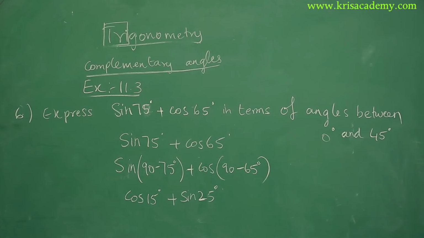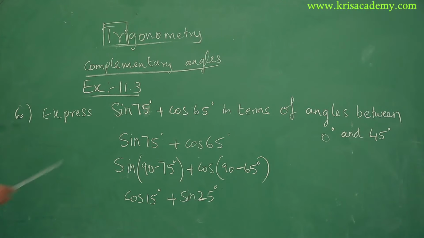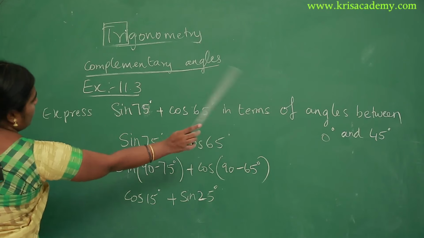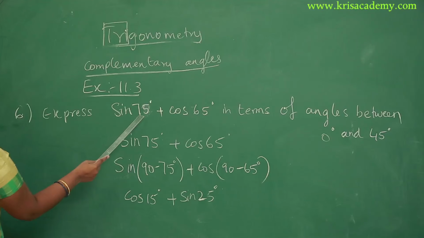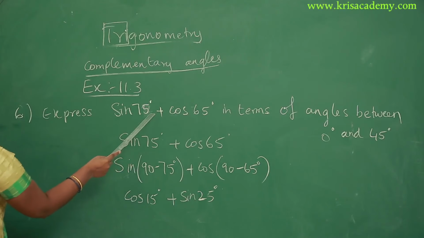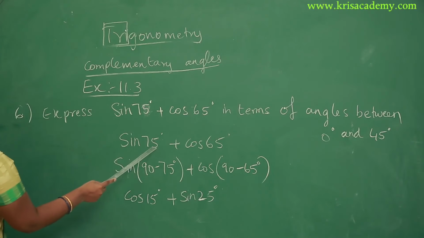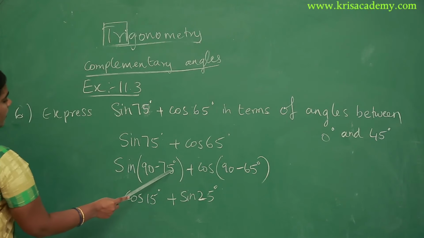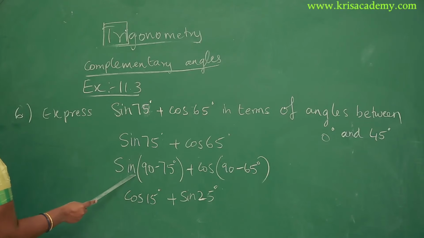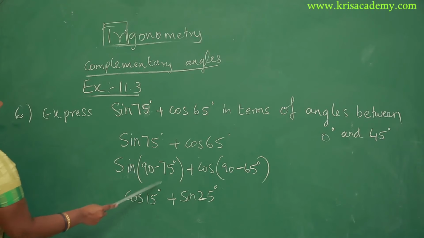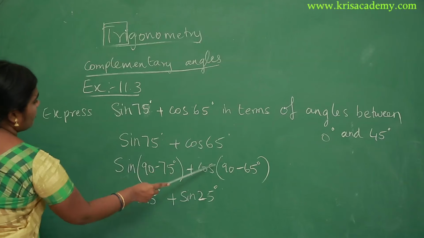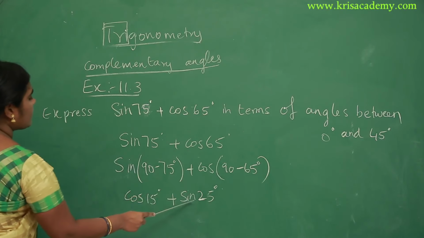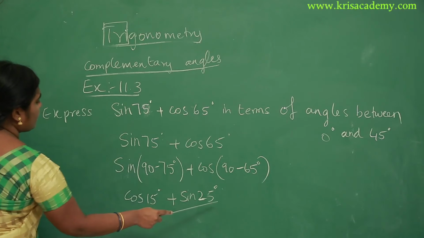So now sixth problem: express sine 75 degrees plus cos 65 degrees in terms of angles between 0 degrees and 45 degrees. Here 75 degrees, here 65 degrees. So we have to apply complement angles. So sine 75 degrees becomes sine of 90 minus 75 degrees. 90 minus 75 degrees is 15 degrees. Sine 90 complement is cos. Here also cos 65 degrees becomes cos of 90 minus 65 degrees. Cos 90 complement is sine, 90 minus 65 degrees is 25.